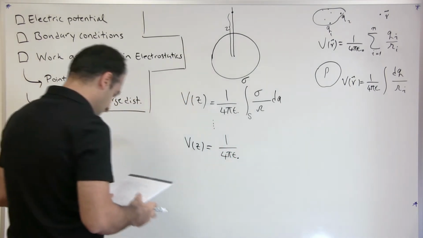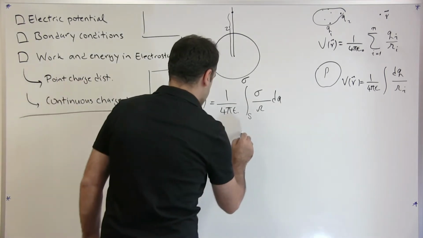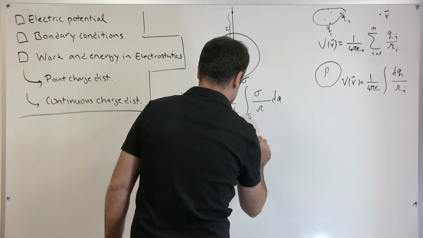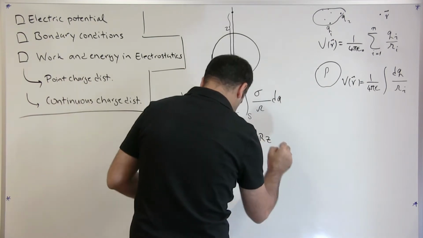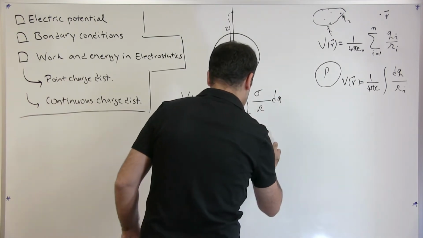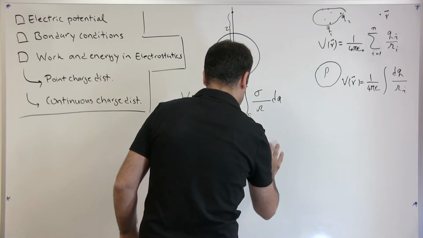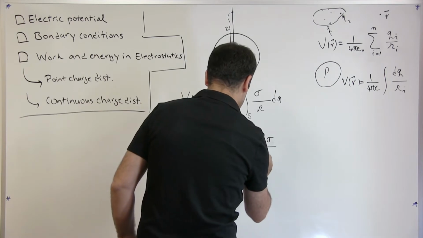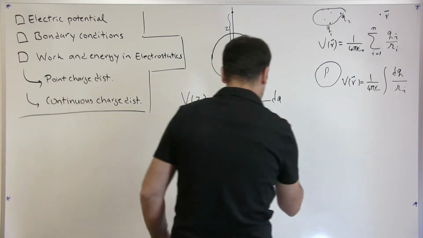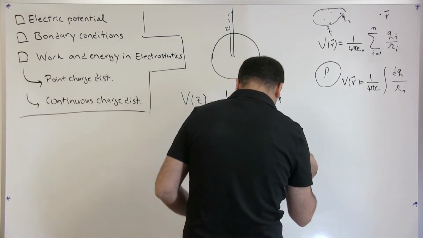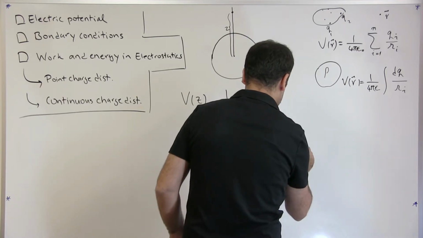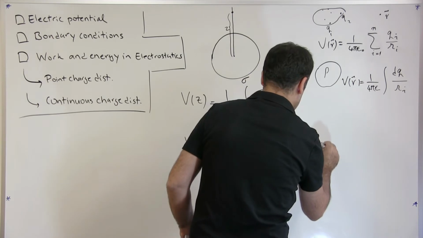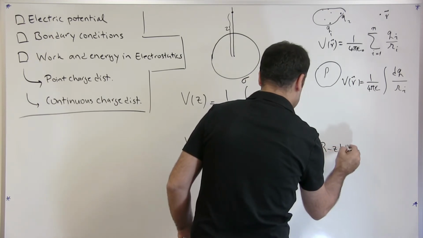1 over 4 pi epsilon 0 times 2 pi R sigma divided by z times the square root of (R plus z) squared minus the square root of (R minus z) squared.